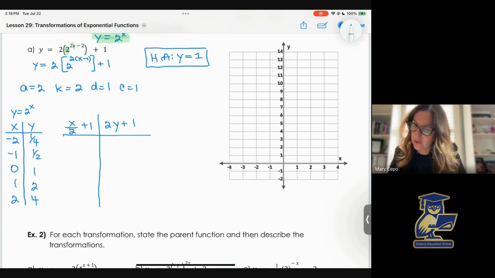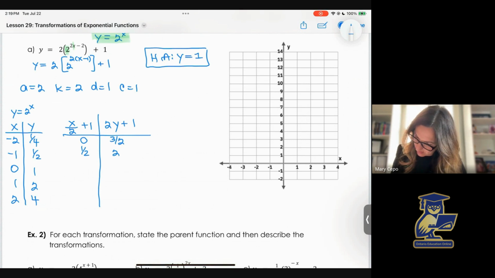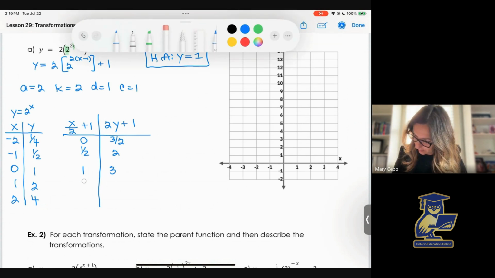Okay, so we take -2 divided by 2, which is -1, plus 1, which is 0. 2 times 1/4 plus 1, which is 3/2. Substituting x being -1, -1/2 plus 1, which is simply 1/2. Substituting y for 1/2, 2 times 1/2, which is 1, plus 1, which would be 2. Substituting 0, that's easy, that's 1. 2 times 1 is 2, plus 1, which is 3. 1/2 plus 1, which is 1 and 1/2, or I'm going to actually express it as 3/2.